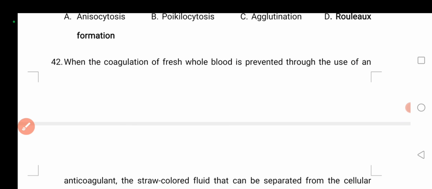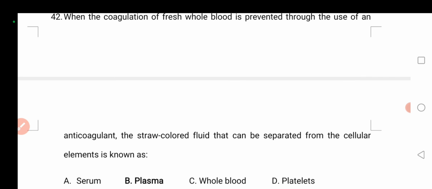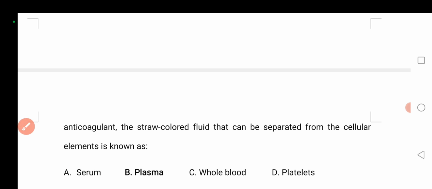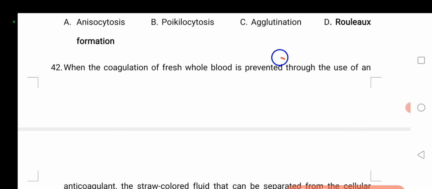But if there is coagulation, the fluid that we get will be what? Serum, right? But in this case, we have prevented what? The coagulation. There is no coagulation. So after centrifugation, the supernatant will appear on the top and the RBCs and the white blood cells will be deposited, will be sediment at the bottom.